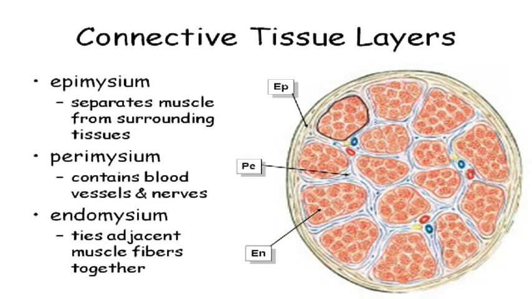Okay. So if you think about that can of Vienna sausages, each little sausage, think about that as a muscle fiber, a muscle cell. Okay? Now when you open up that can, you got that stuff that's in between the sausages? Okay, that would be the what? Yeah, the endomysium, right?